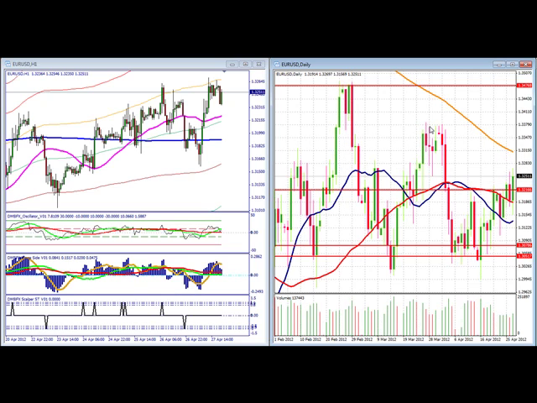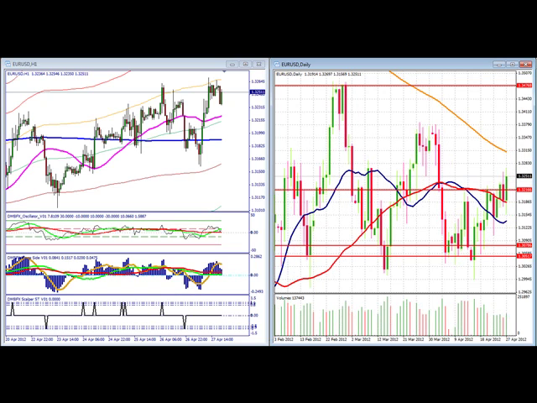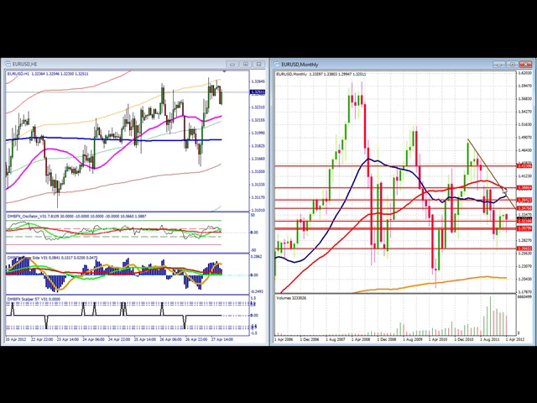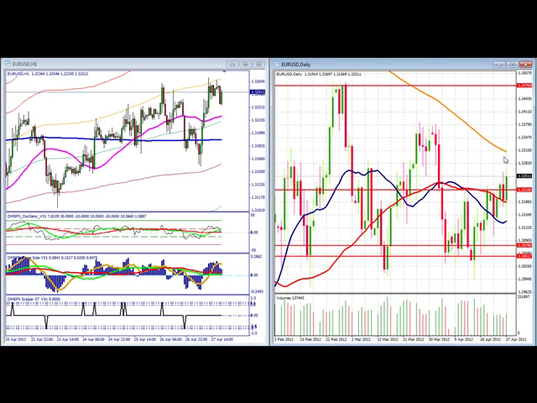We do have a couple lower highs here, and if we zoom out to our monthly, we can kind of see where we're headed to 1.34 as our next area of interest. But again, this 200 moving average is definitely something that we want to watch and see what happens here.